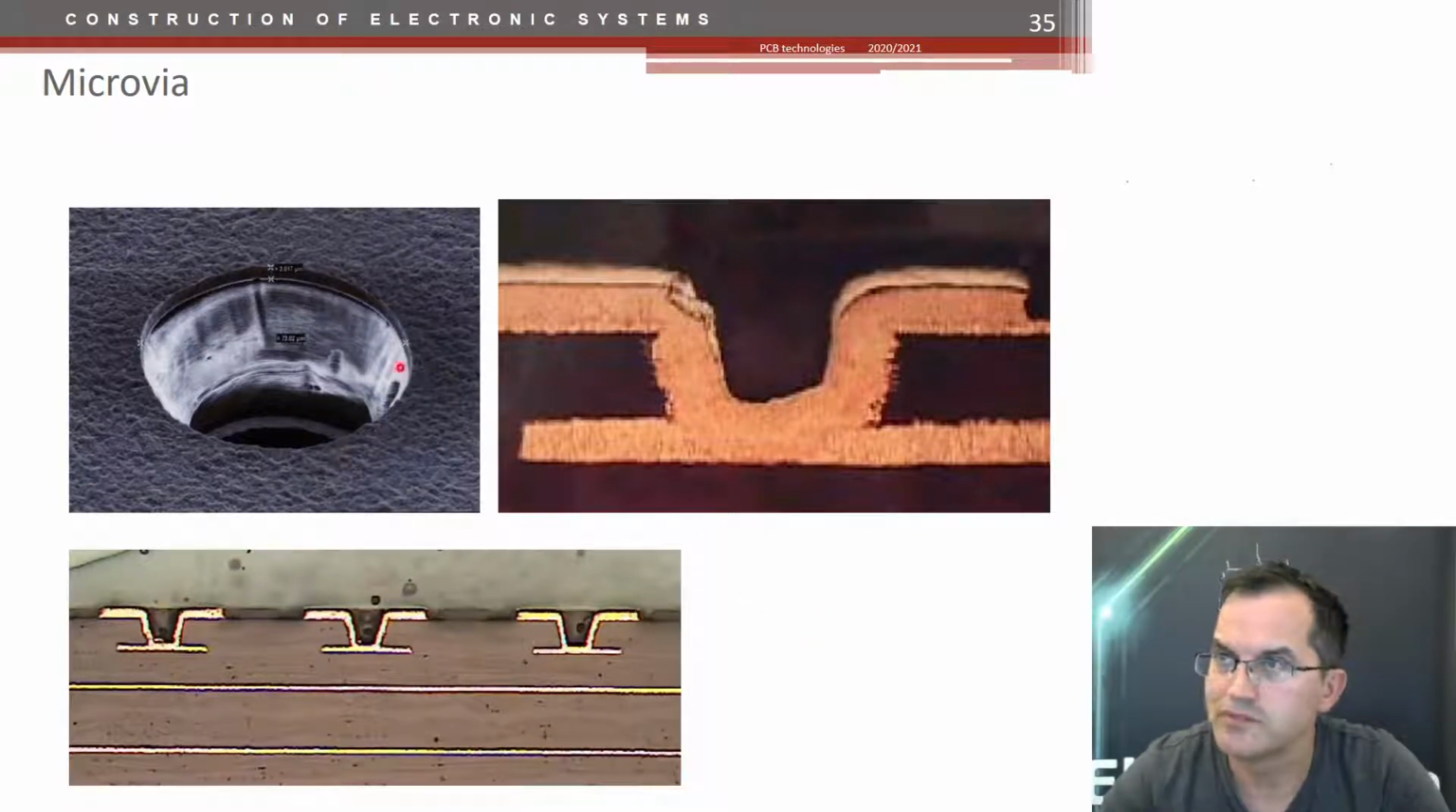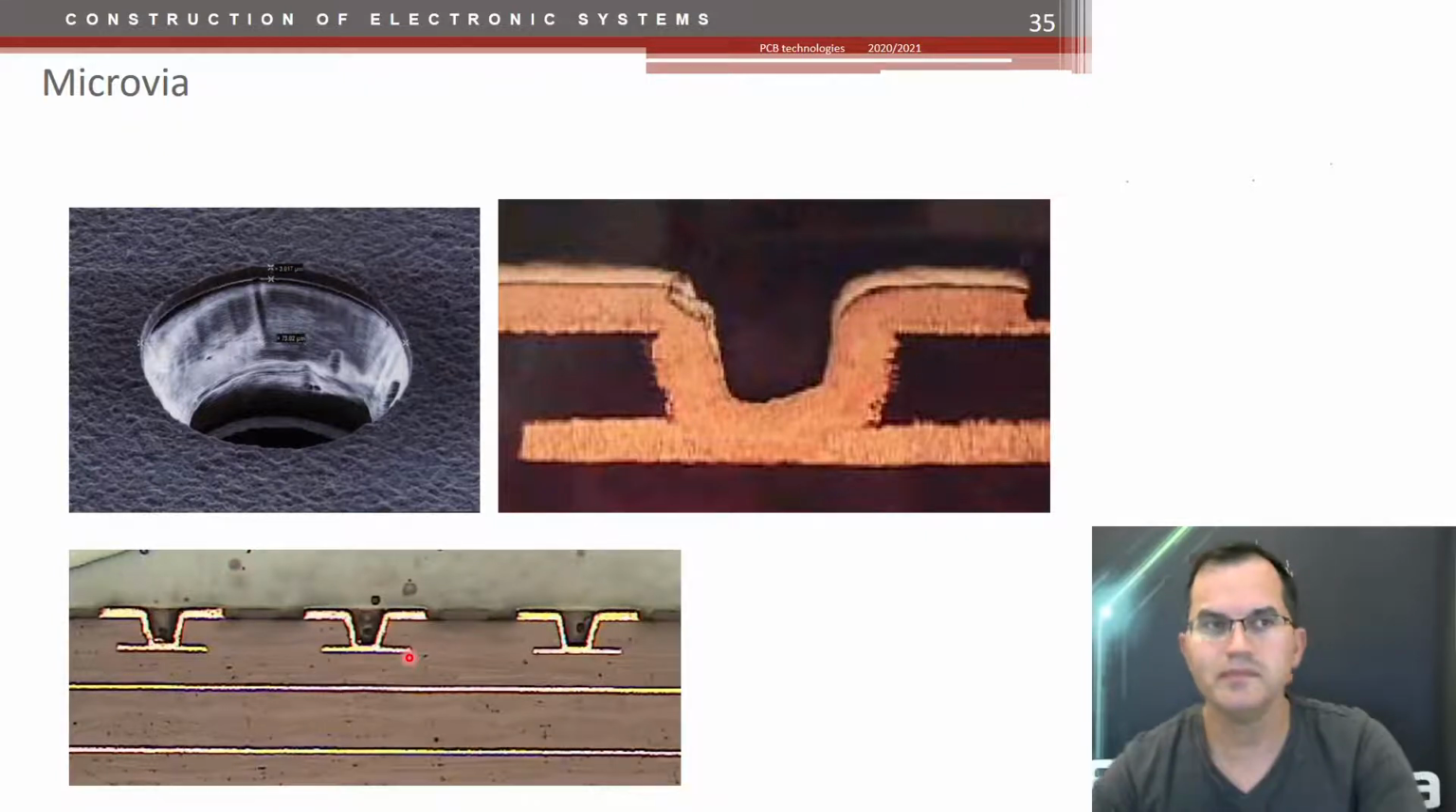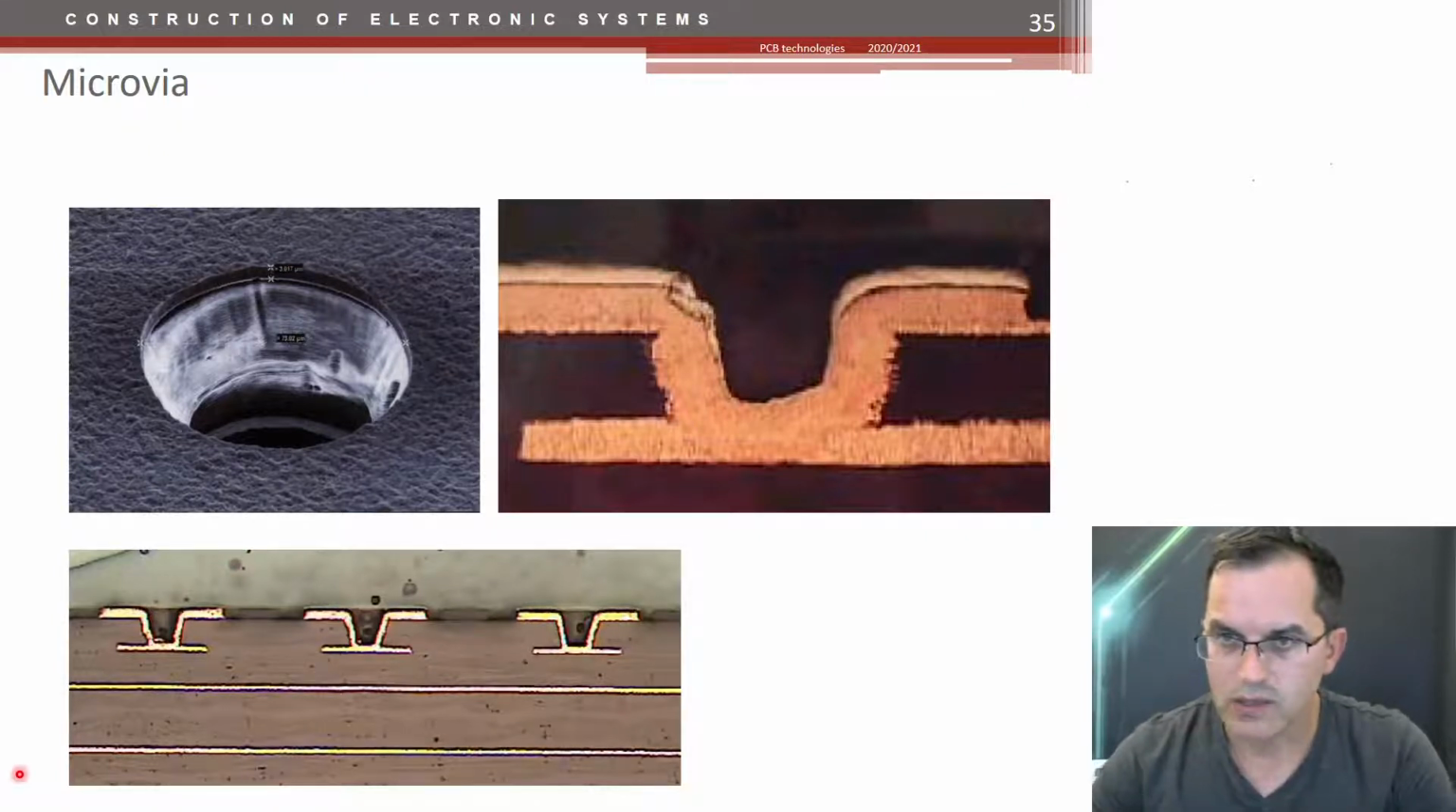So, yeah, quite nice, aren't they? So, micro vias are a good solution to make very small blind vias that are made from the surface to a certain depth. However, they cannot be made infinitely deep.